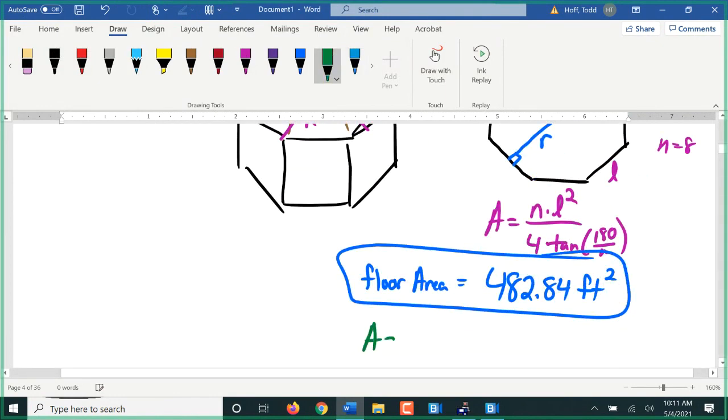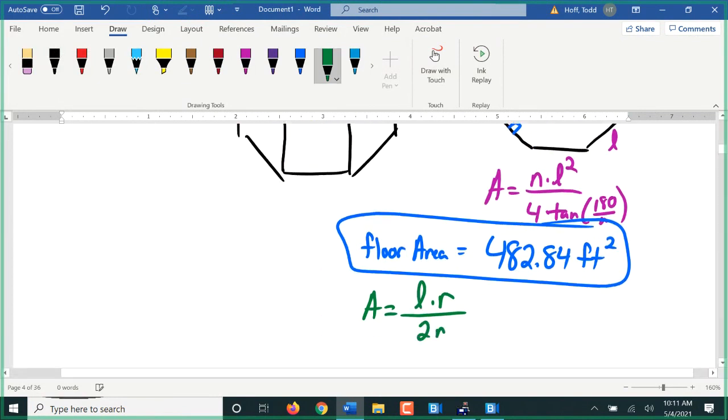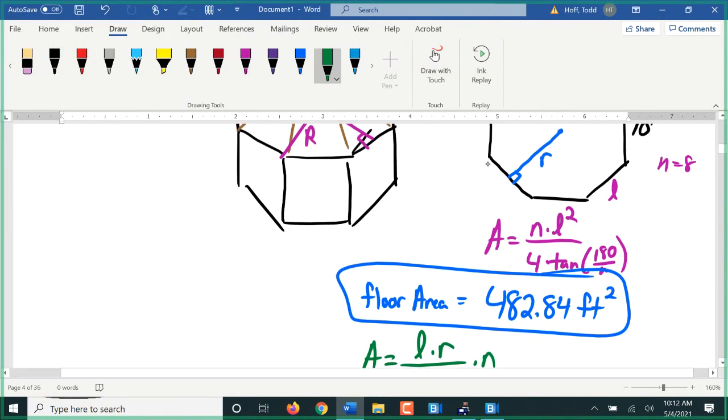One way of finding, we could actually do a reverse calculation here. One way of finding the area of a figure like that is, sorry, not n times little r, it's L times little r over 2 times n. L is the length of the side here. You can see that L times r over 2 would just be the area of that green triangle, times n because there's a triangle on each side of the figure.